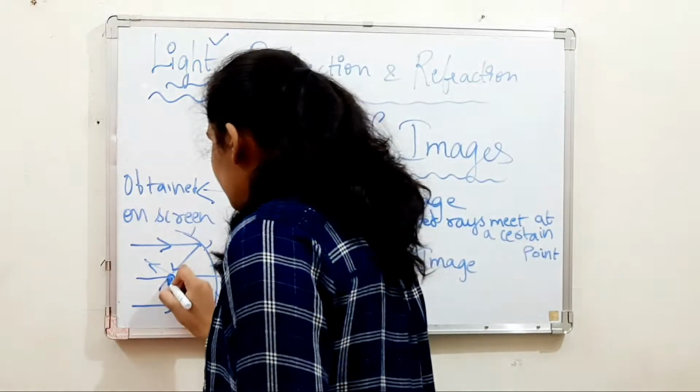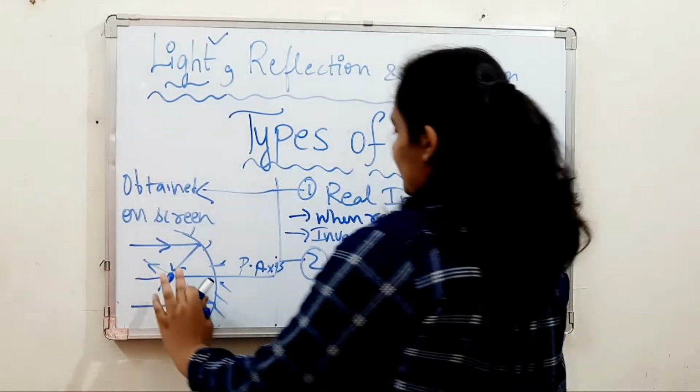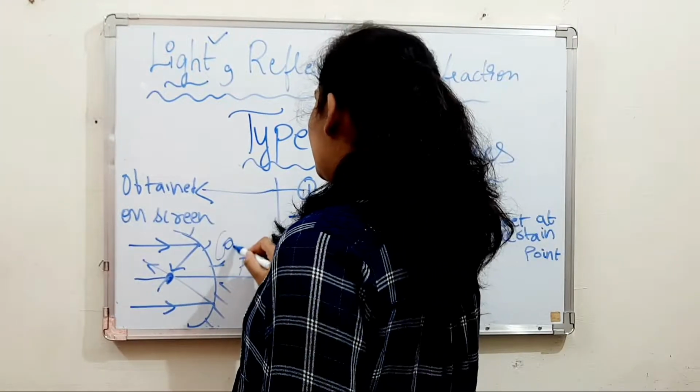So this is the point where two reflected rays are meeting. This is a certain point, whatever it is. This is an example of a concave mirror.